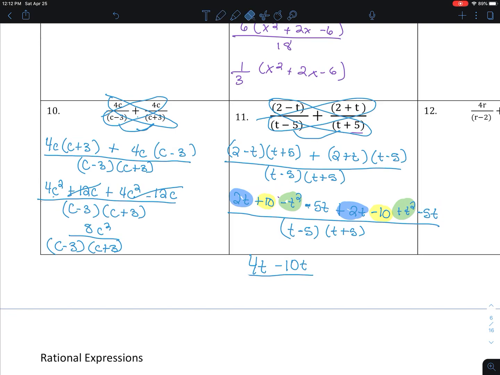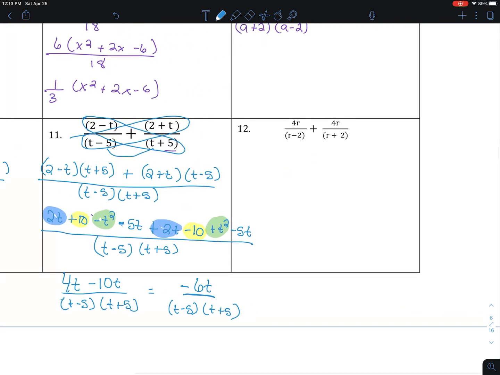And I know what you're thinking. Can't we add those together? Yeah, we can. I just realized that a second ago. So let's do that. So we got t minus 5, t plus 5. And if I combine like terms at the top, I get negative 6t over t minus 5. My brain's thinking faster than my hands are. There we go. I think that's the correct answer. If it's not, I'm sorry.